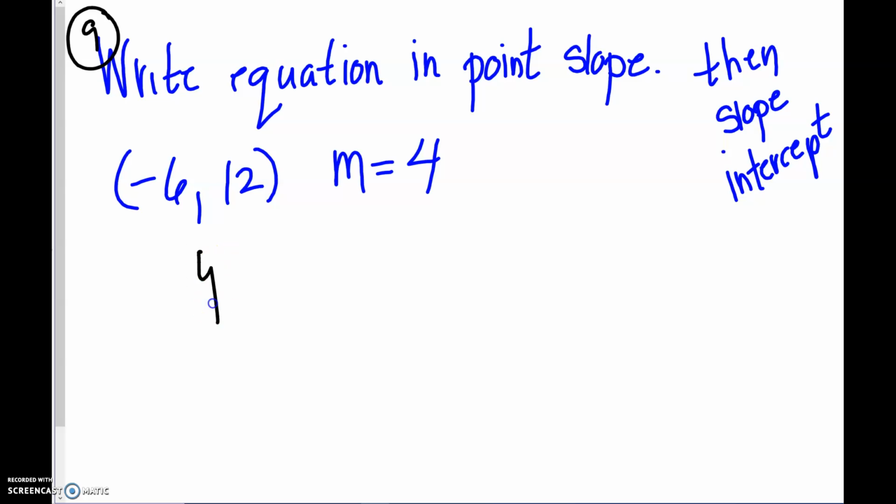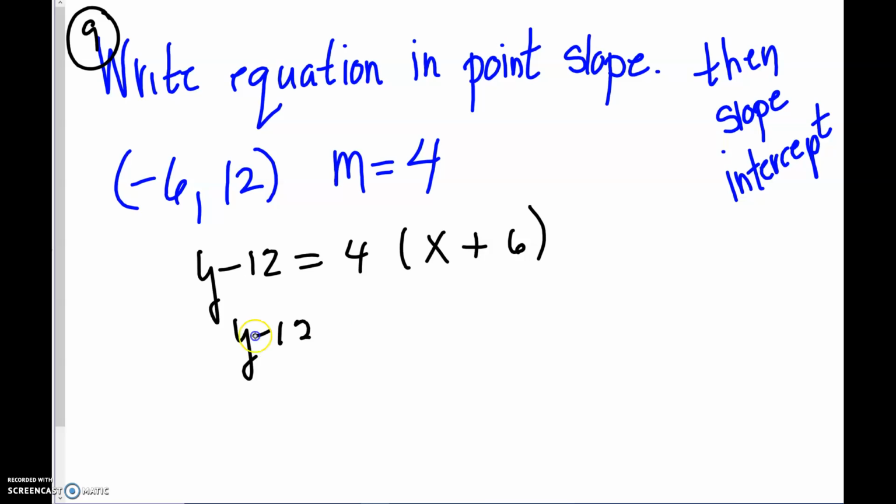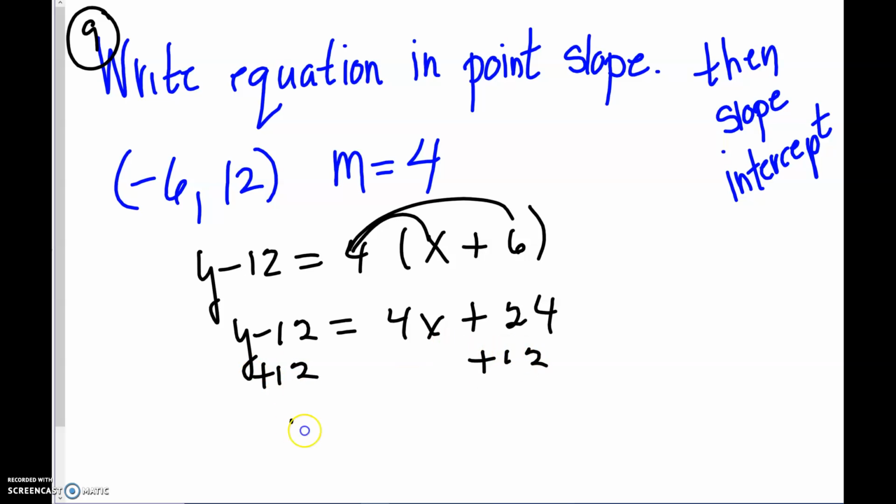So we've got y minus 12 equals your slope 4, and this is going to be x plus 6. So now we're going to distribute. So my minus 12, 4 times x is 4x, and 4 times 6 is 24. All right, now we're going to have to add 12 to both sides. So it looks like y equals 4x plus 36.